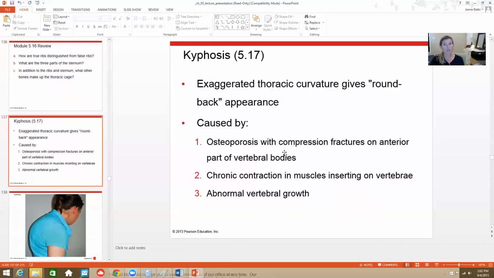And kyphosis is that kind of rounded humpback appearance that some people get as they age. It's also a chronic condition. Usually it's a musculoskeletal issue or due to abnormal vertebral growth.